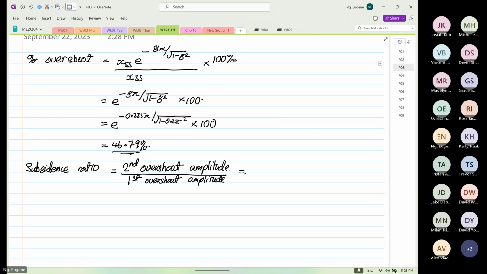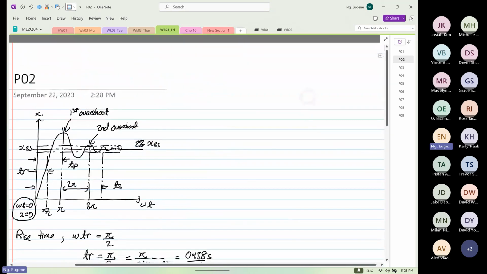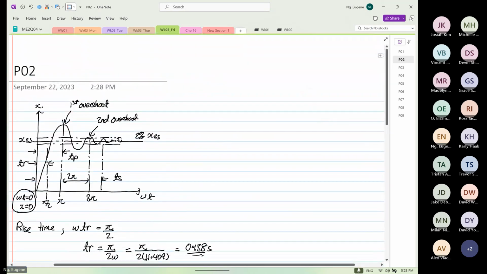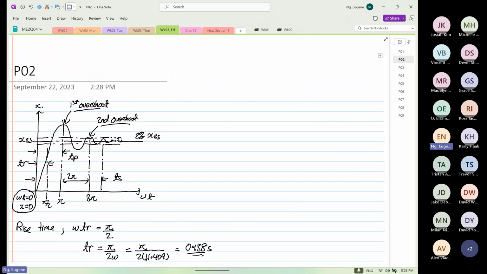Okay. So coming back to this diagram again, you have your first overshoot, and then you have your second overshoot. The most important thing is you have to observe your pi and your what? And your 3 pi. Okay.